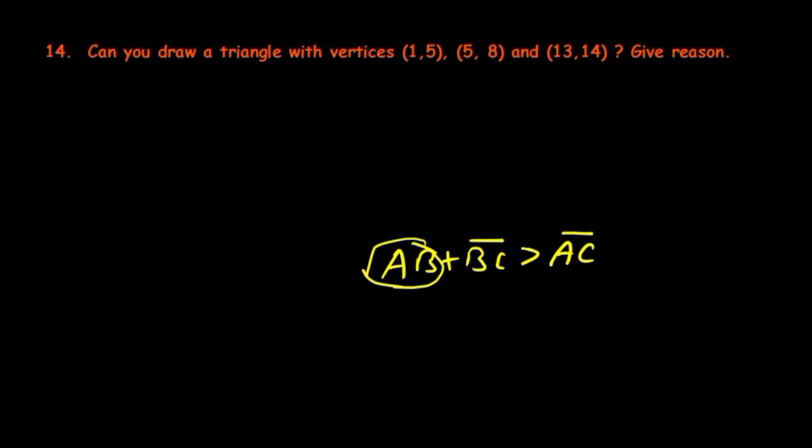So if you get the distances such that AB plus BC is greater than AC, then the three points can form a triangle. Otherwise, if AB plus BC is equal to AC, then you will get collinear points. So collinear points cannot form a triangle. So let us see whether these points can form a triangle or not. It's a most important problem.